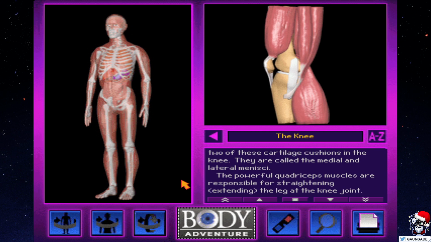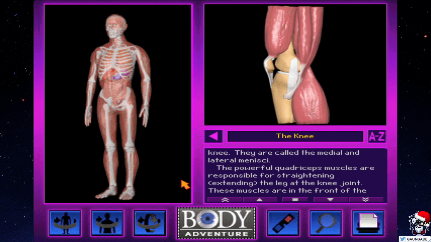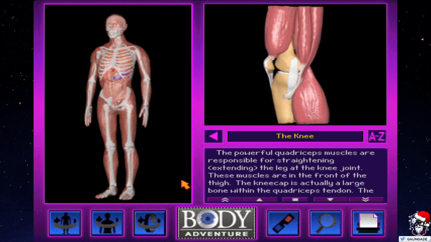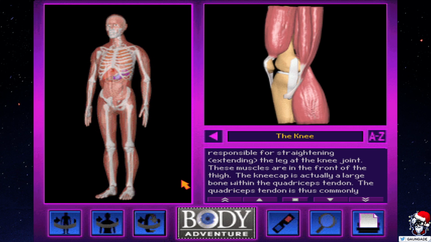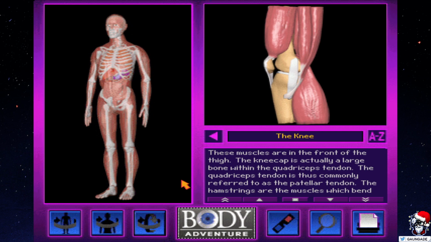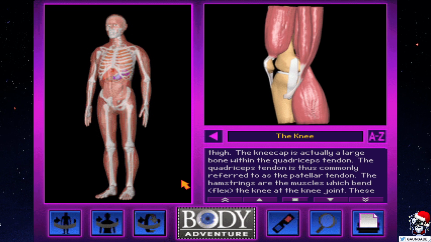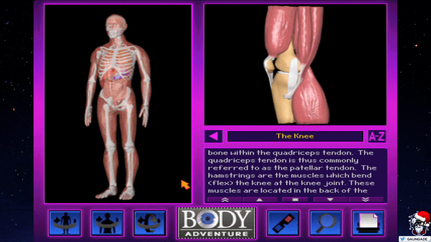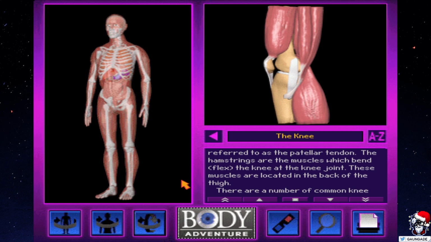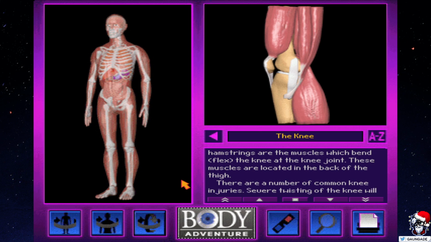The powerful quadriceps muscles are responsible for straightening, extending the leg at the knee joint. These muscles are in the front of the thigh. The kneecap is actually a large bone within the quadriceps tendon. The quadriceps tendon is thus commonly referred to as the patellar tendon. The hamstrings are the muscles which bend, flex, the knee at the knee joint. These muscles are located in the back of the thigh.